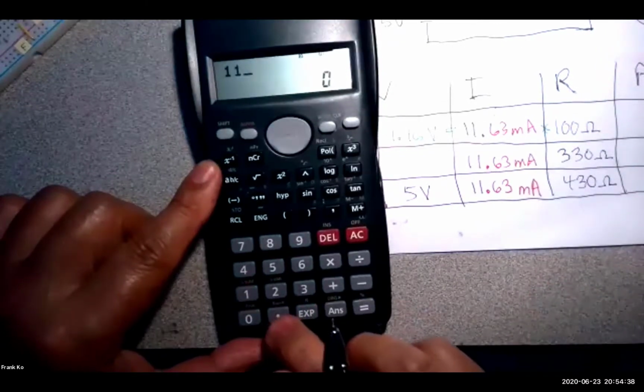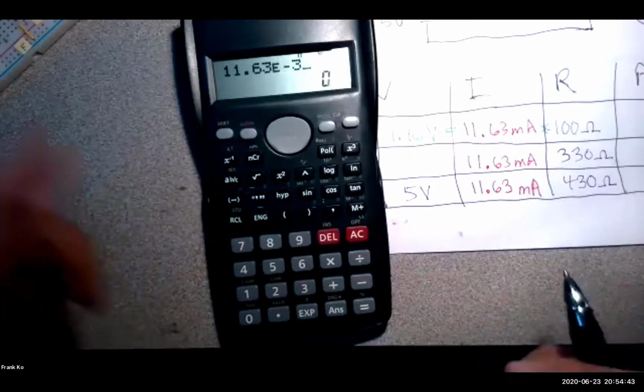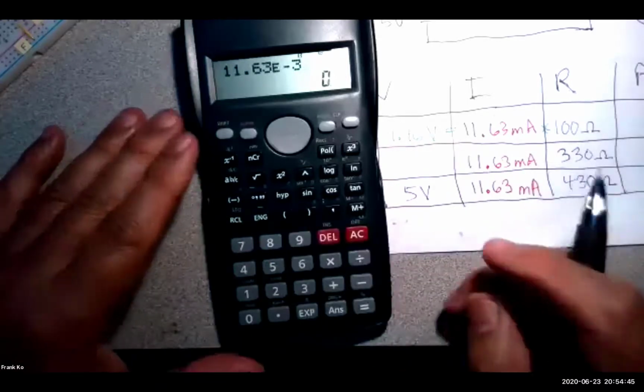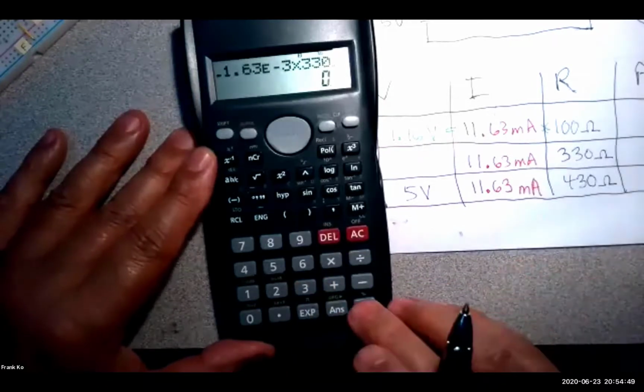We'll do it again for the next one. 11.63 exponent -3. Get really good with 2 fingers here, 2 hands. We're going to multiply this by 330 equals.